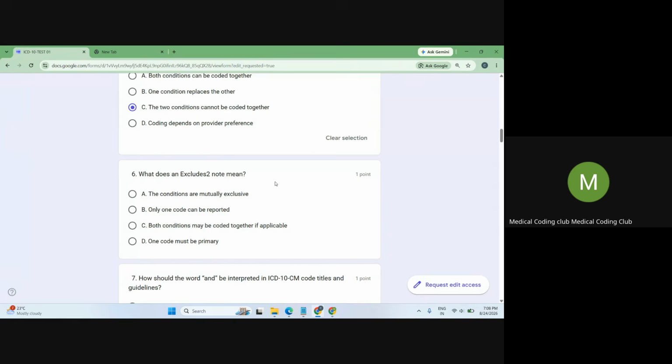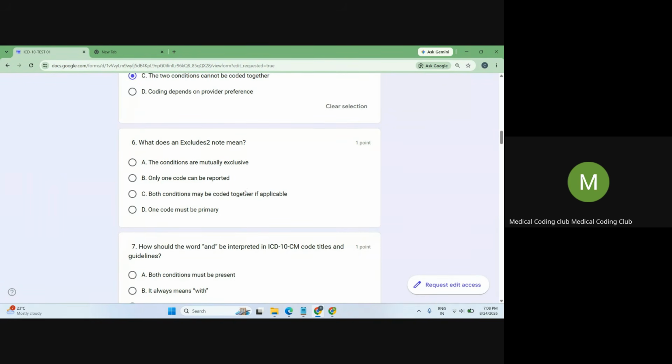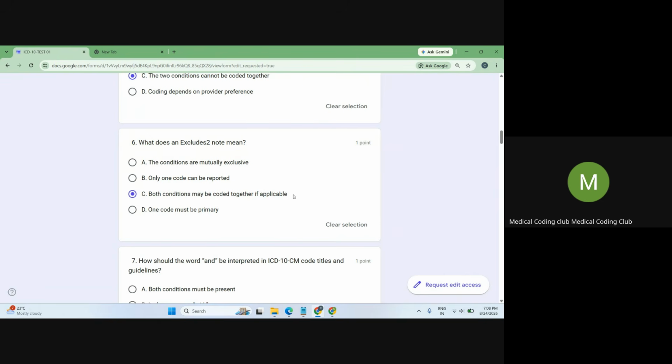And exclude 2 means both conditions may be coded together if applicable. So if you see any condition which comes under exclude 2 that you're going to code on the same day, you can process both of them. No need to remove any one particular medical condition. So I think we have discussed enough examples. If you have forgotten, please go back once and review both exclude 1 and exclude 2 instructions. In all interviews, you will be questioned on NOS, NEC, exclude 1 and exclude 2. These are all very basic so you should have a good understanding.